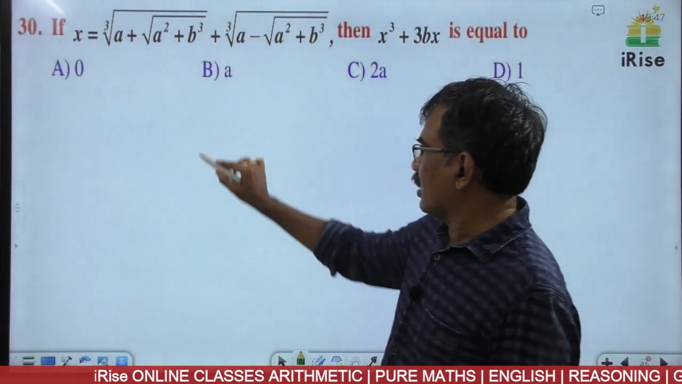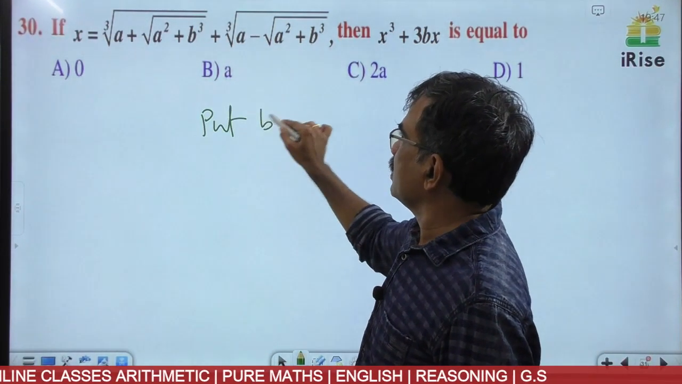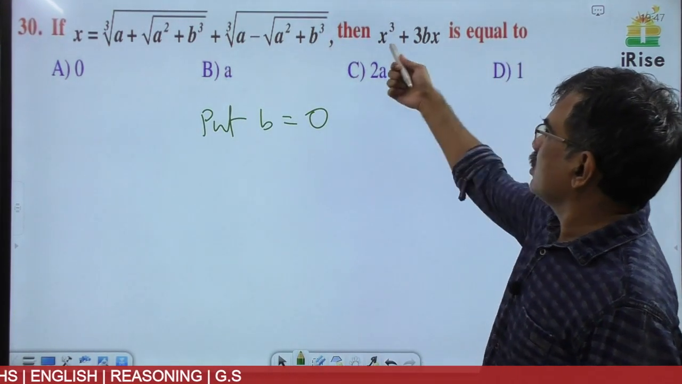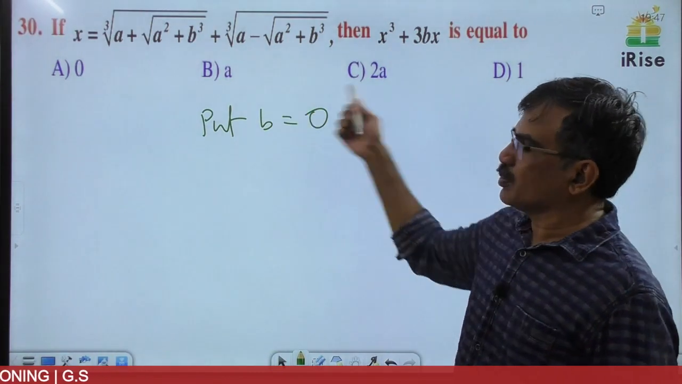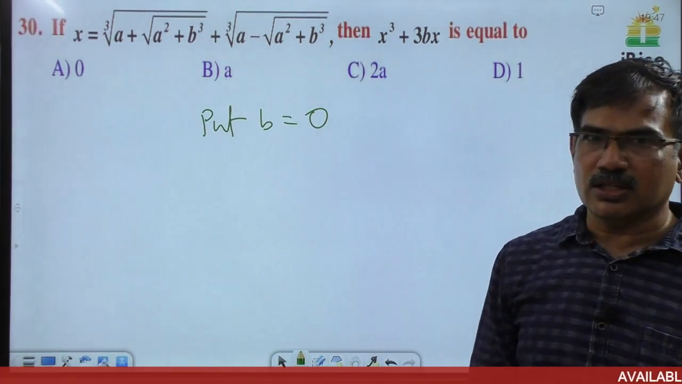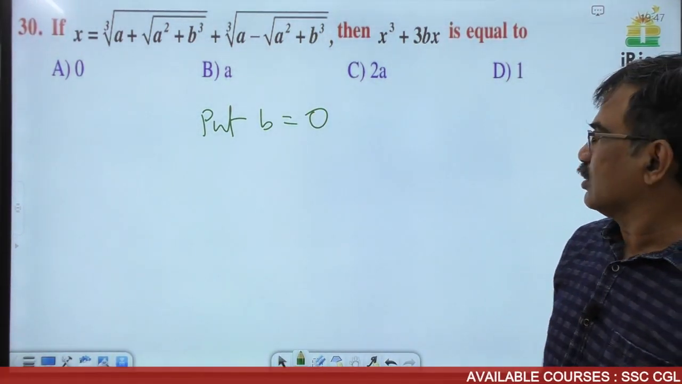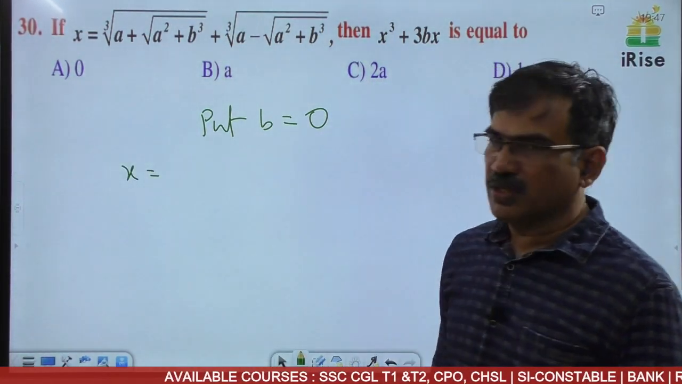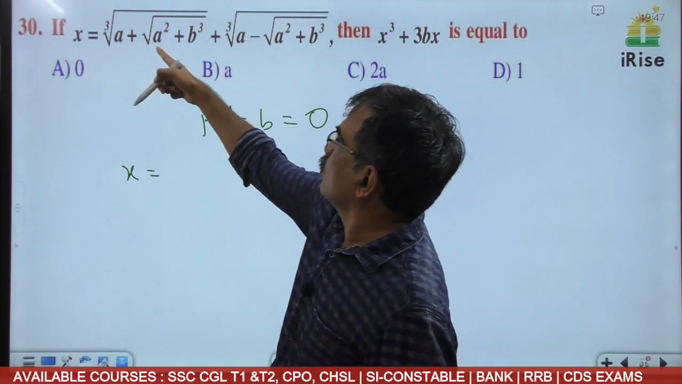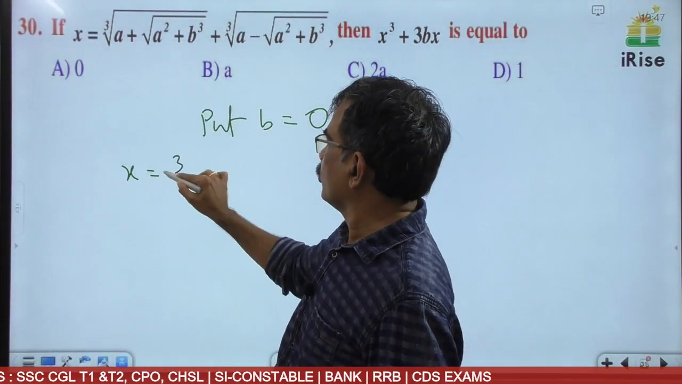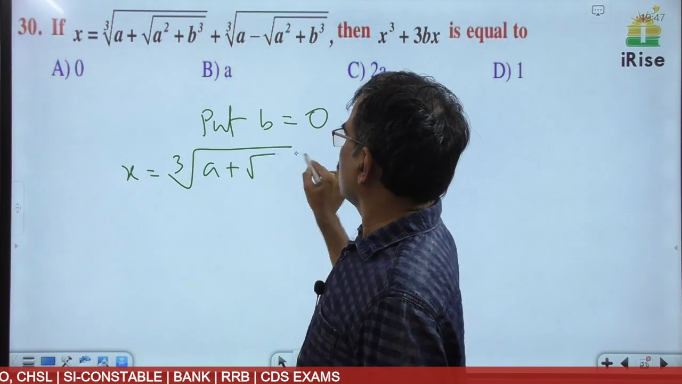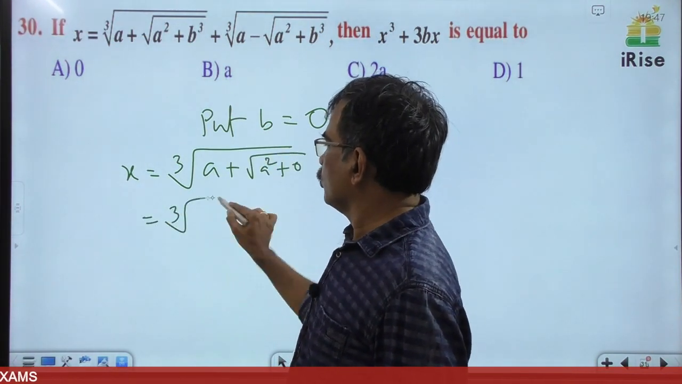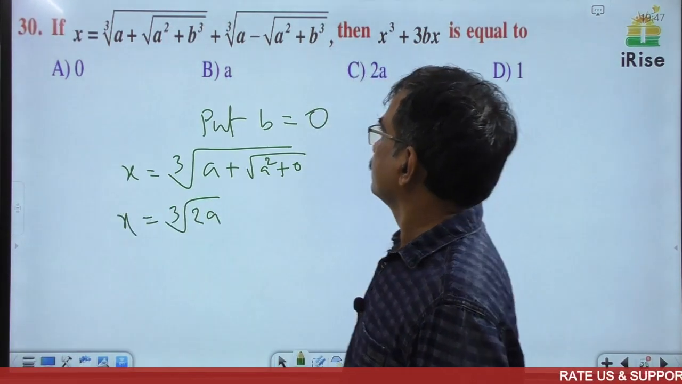So that's why I want to put b is equal to 0 directly, because the options are only in terms of a, not in terms of b. That's why I put b is equal to 0. Then what is x? If b is equal to 0, root of a square is a, so cube root of a plus root of a square plus 0. This is a plus a, 2a. So cube root of 2a is x.